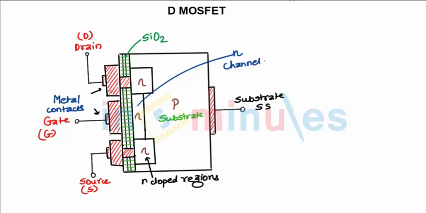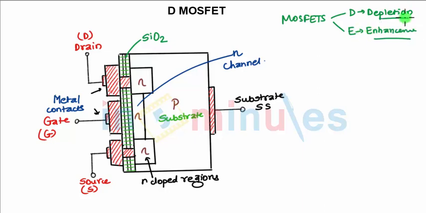Now we'll start with the different types of MOSFETs. You can say in MOSFETs we have two types, D type and E type. D is the depletion type MOSFET and E is enhancement type. Now how they are classified, you can say their basic mode of operation defines whether it is a depletion type or whether it is an enhancement type MOSFET.